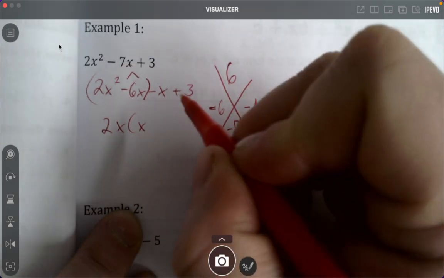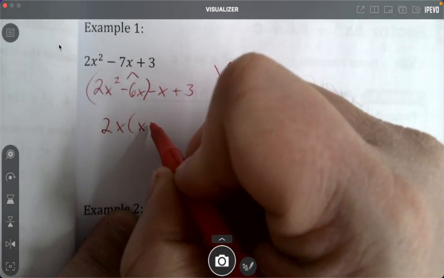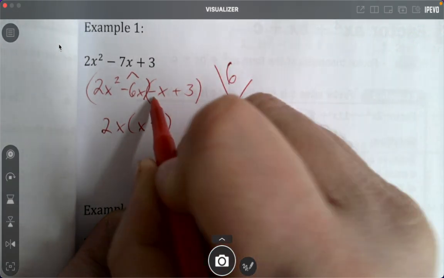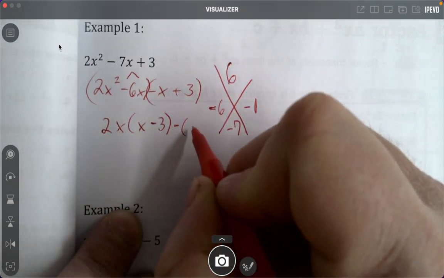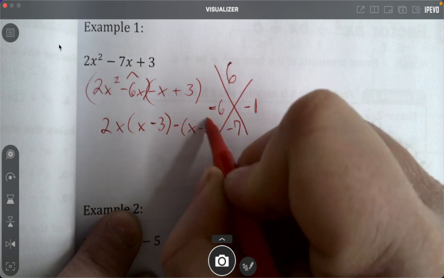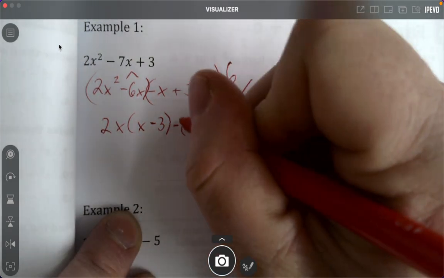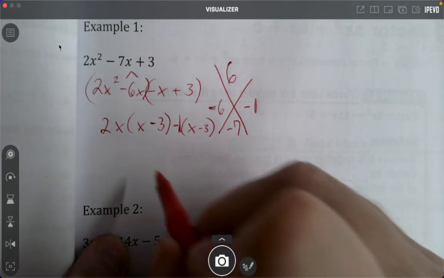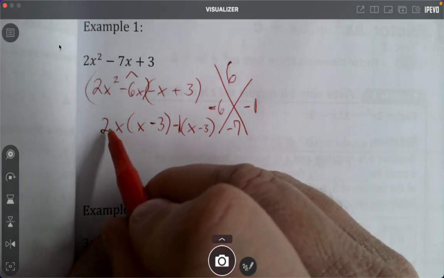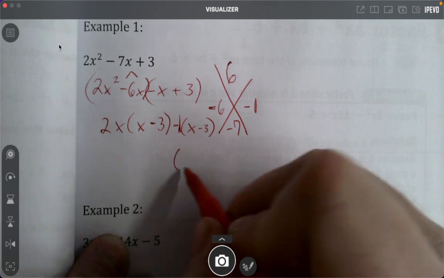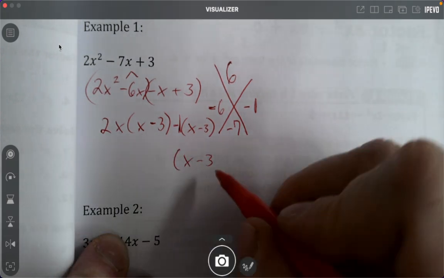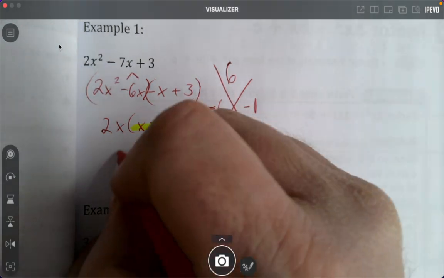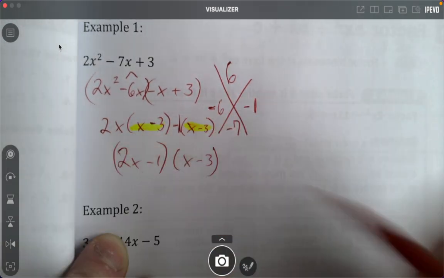So this would be x minus 3. Aha, now over here, I got to factor out a negative. So then I'm left with x minus 3. So there's an assumed 1 there. This might be a little complicated for you the first couple times you see it, so you might have to wait until I get back on Tuesday. So now I'm left with my x minus 3, which is what I wanted here. And then the rest of it would be 2x minus 1.